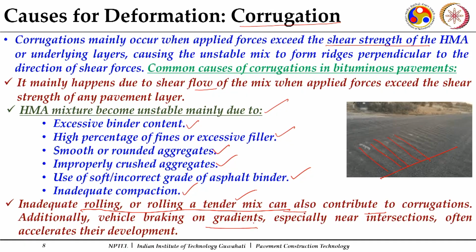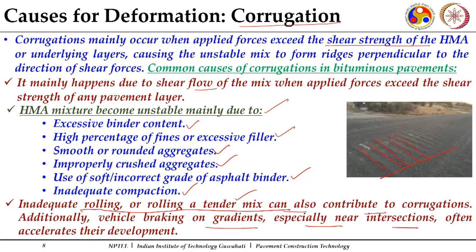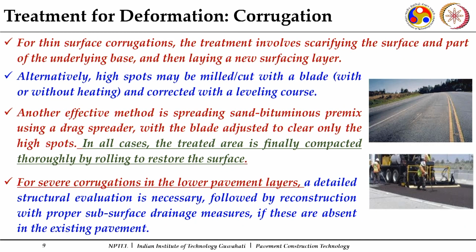Additionally, vehicle braking on gradients, especially near intersections, often accelerates their development. So you can find these corrugations specifically where a downward gradient is there, where bus stops and intersections are there, where frequent application of brakes or some acceleration activity is happening.